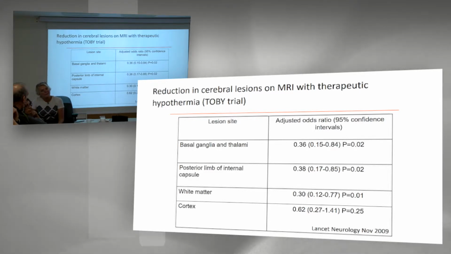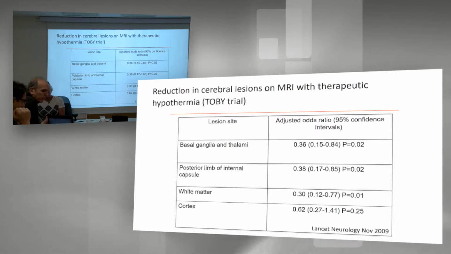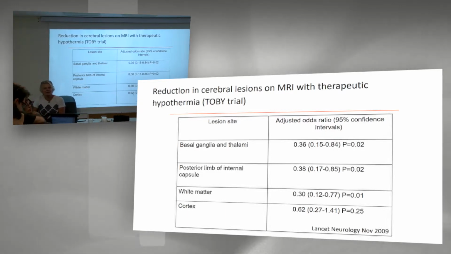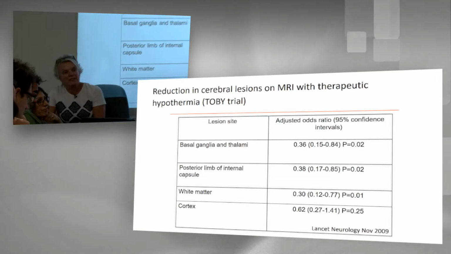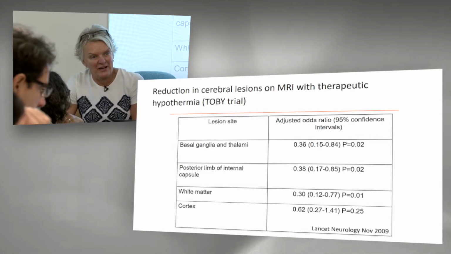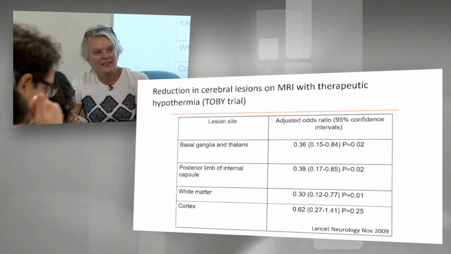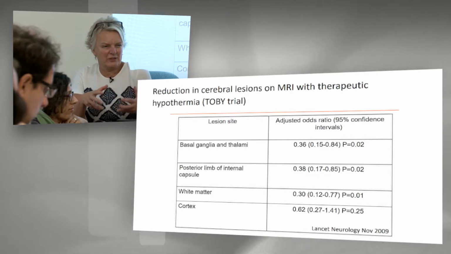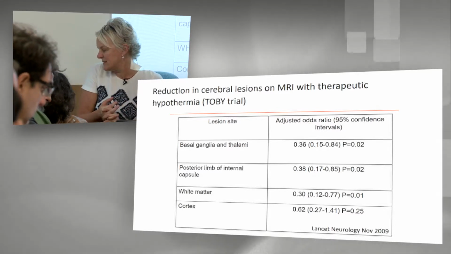But that were not the mild in the TOBY trial. Correct. Moderate to severe. But we don't know about mild. Right. But what I'm saying, I think, is that the lesions that were described in the moderate babies are the same lesions we are seeing in the mild babies. The encephalopathy exam is just not so powerful in terms of its prognostic value.